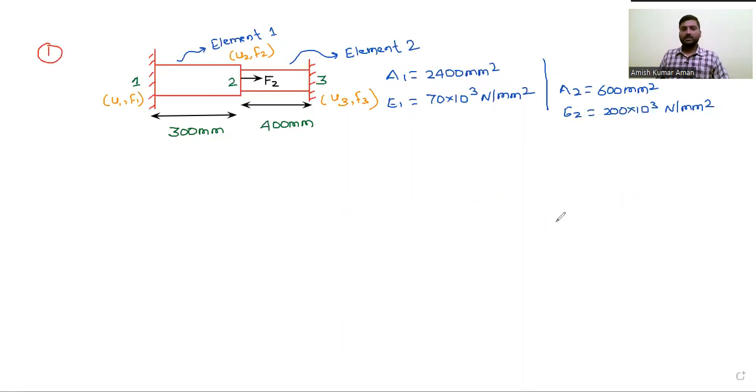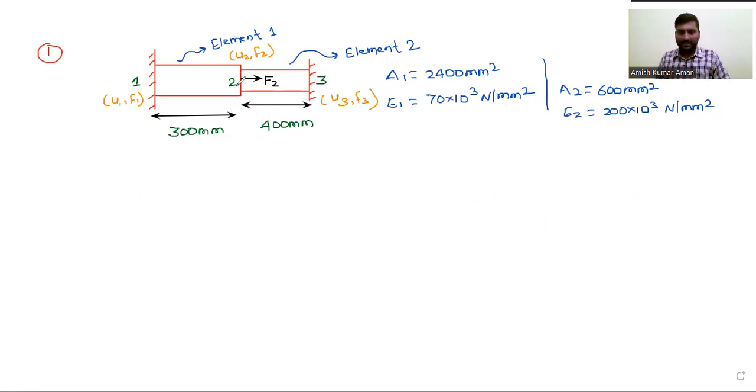So in this lecture, we are going to see the problem based on bar elements. See, this is the given problem. There is a bar element in which they have given F2 force at this second node. There are three nodes here: first node, second node, and third node.